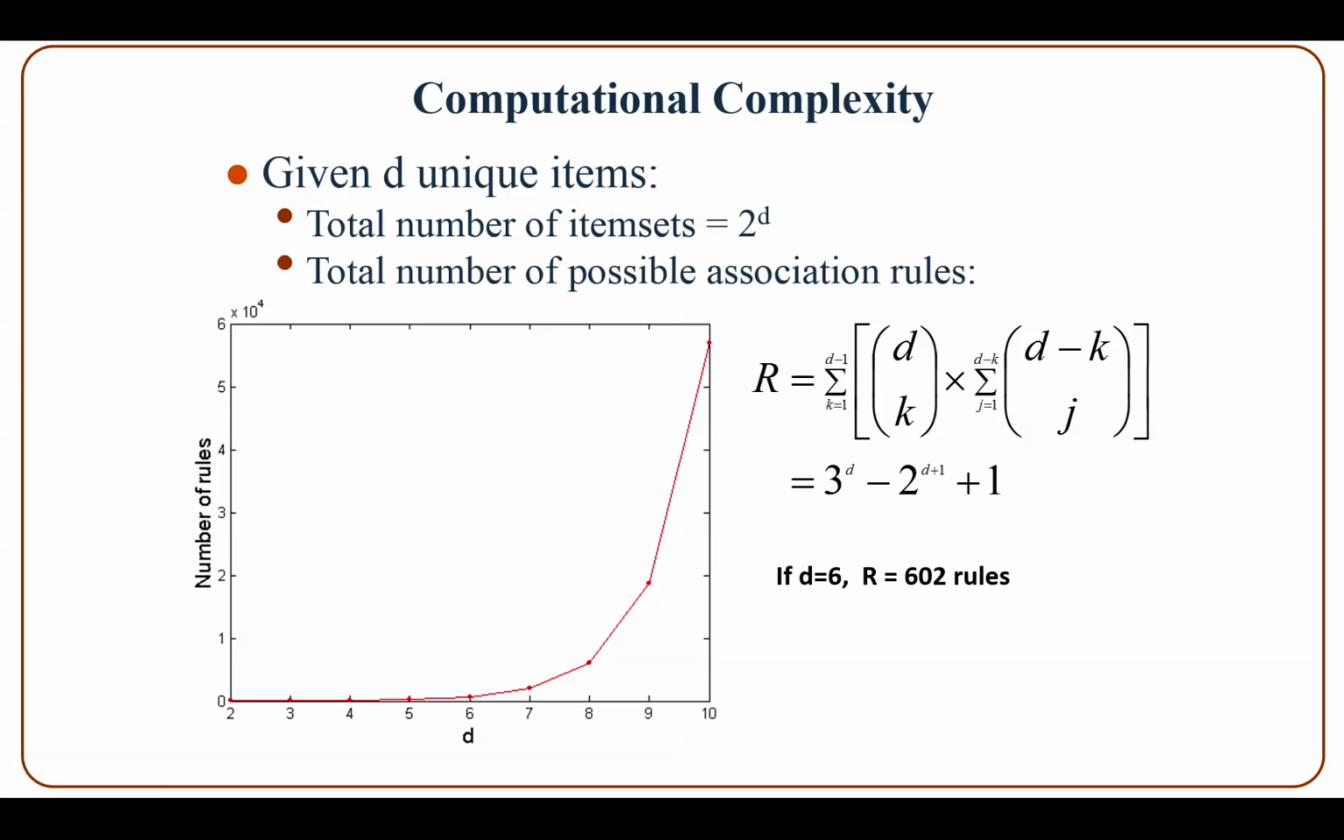Given d unique items, the number of item sets is 2 to the d, and the total number of possible association rules can be calculated following this formula. The example is, if d is equal to 6, then the number of rules you can get here is 602 rules. As the number of items increases, the number of rules increases dramatically as well.